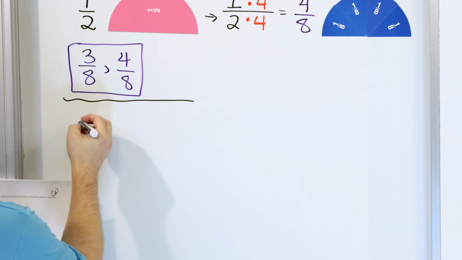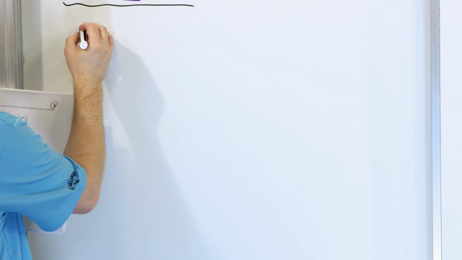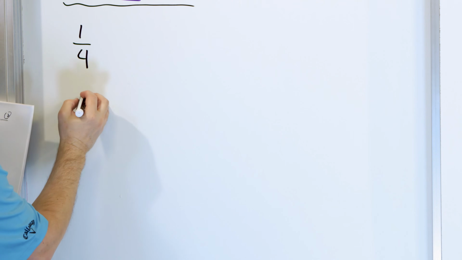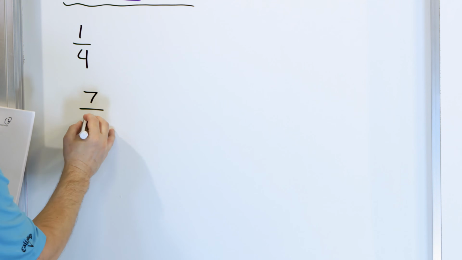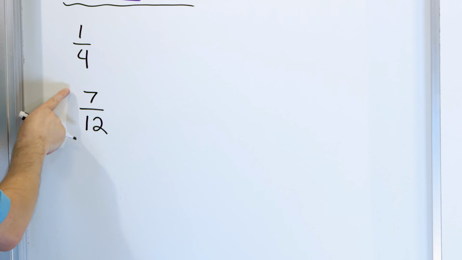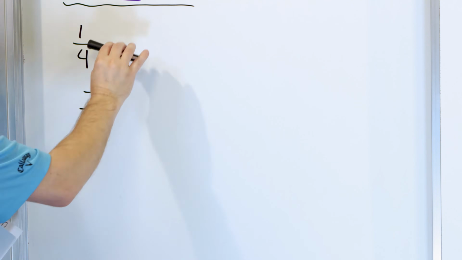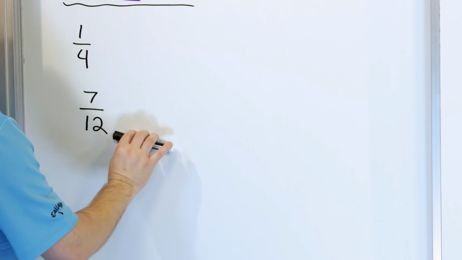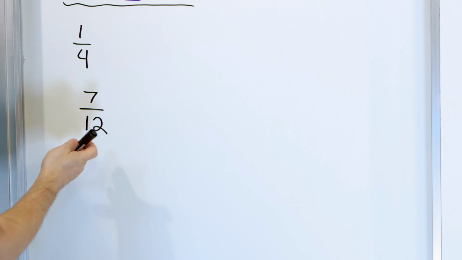All right, let's take a look at the following two fractions. We have 1/4 and we want to find a pair of fractions that have the same denominator and mean the same things as 1/4 and 7/12. Now I can multiply the top and bottom of this fraction by anything I want, and I can also multiply the top and bottom of this fraction by anything I want.